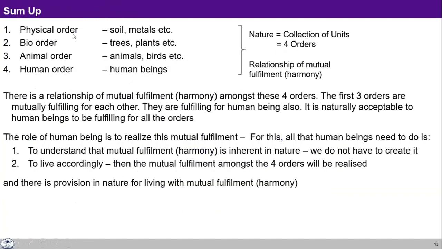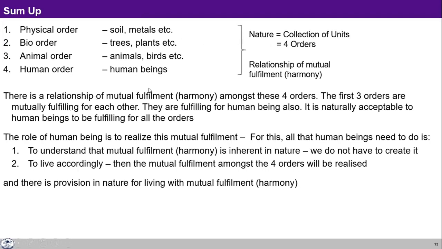To sum up, we have these four orders in nature. Physical order is there, bio order is there, animal order is there, and human order is there. The physical order has soils, metals, non-metals, all these things. The bio order has trees and plants. The animal order has animals and birds. The human order has human beings. And nature is a collection of all these four orders.